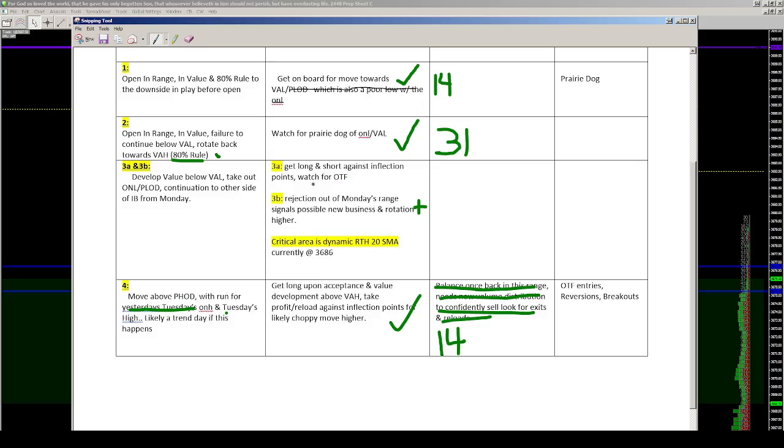Get long and short against inflection points. Watch for one-time framing. Should have put one-time framing lower, because this was talking about developing value below the value area low, to go take out the overnight low and prior low a day. Continuation to the other side of the initial balance from Monday. And I'd spend a few moments on this talking about once we re-enter Monday's range, that was a normal day. The entire day's range was inside the initial balance. And I said that, well, the idea would be at that point that we're going to the other side of balance. So this could be interesting to see how that played out.